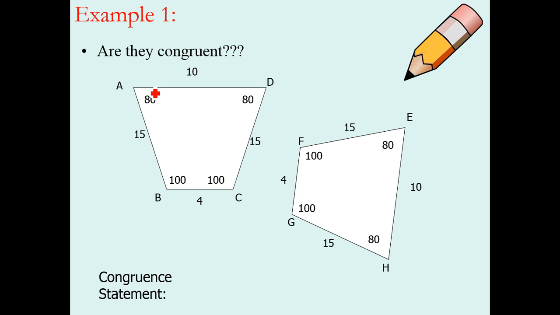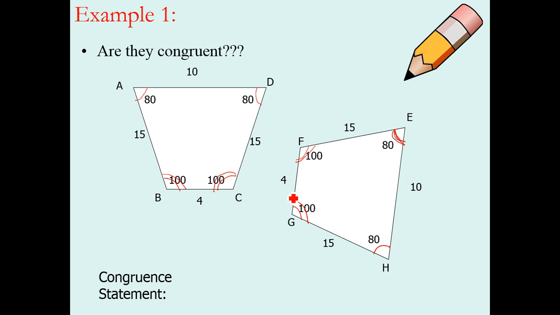So angle A up here is 80 degrees. It would match with angle E over here, which is also marked 80 degrees. So that pair of angles are congruent. The other 80 has a matching pair down here. And then the 100 has a matching angle over here, and then this 100 has a matching angle over here. So we've checked all the angles.